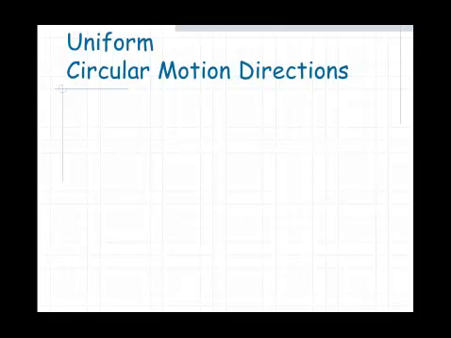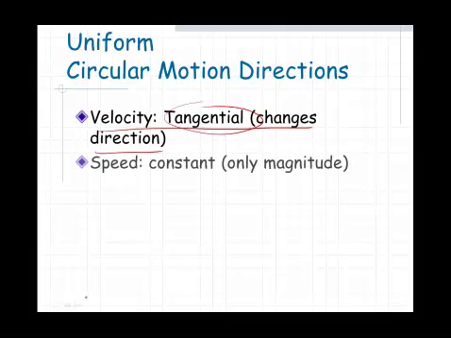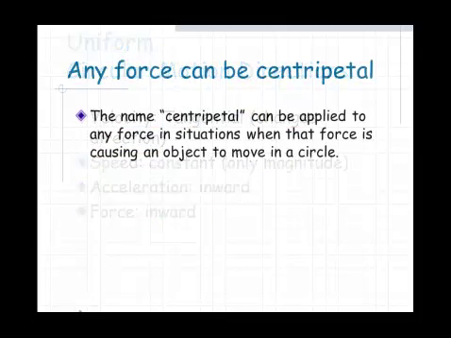Now, let's look at the directions in uniform circular motion. The velocity is always tangential. It always changes direction, but it's tangential to the circle. The speed is constant. It's only a magnitude, so there's no direction for the speed. The acceleration is always inward, as is the force. It's always inward as well.